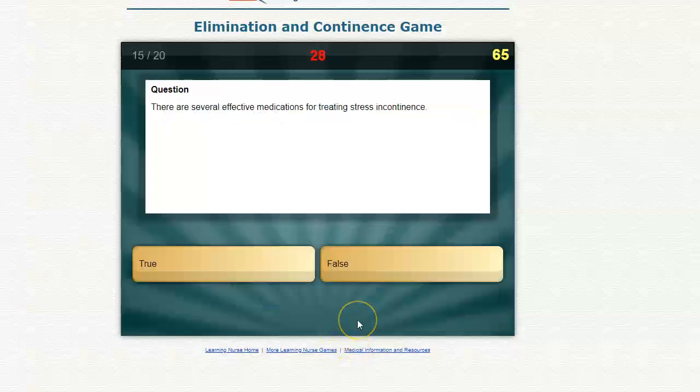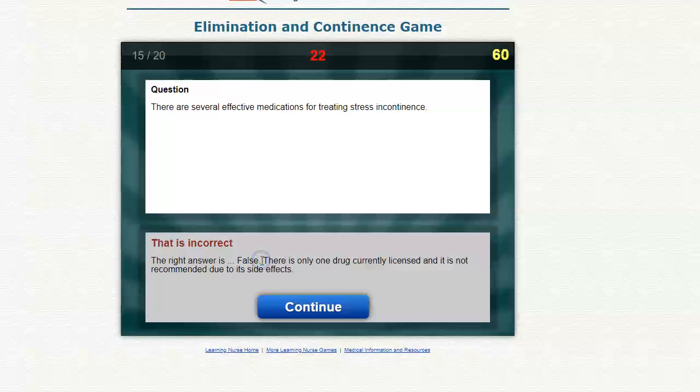There are several effective medications for treating stress incontinence. Is that true or is that false? False. There's only one drug currently licensed. It is not recommended due to its side effects.